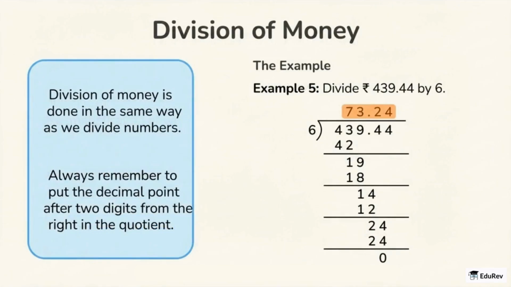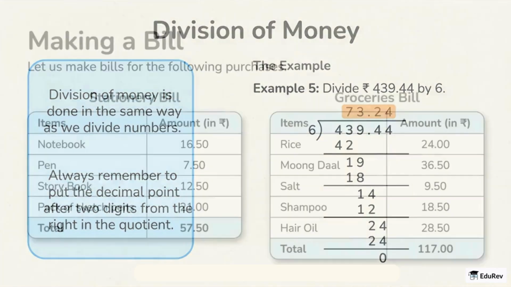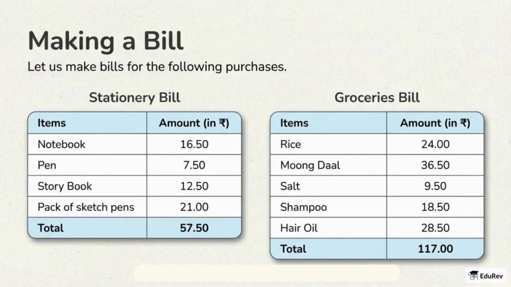Division with money follows the same rules as number division. When you divide an amount like 439.44 by 6, do the normal long division and make sure the final quotient has the decimal point positioned so there are 2 digits for paise. In this case, 439.44 divided by 6 equals 73.24.